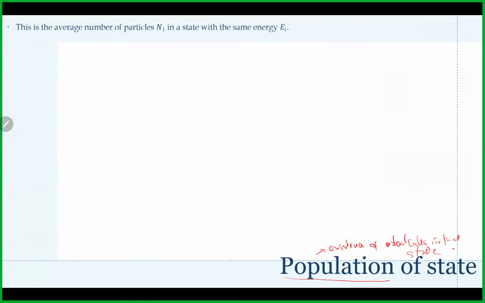So population of states. From the word population, so existence of molecules in the state. So when we talk about population, you are talking about the number of particles that exist in that state or initial. So let's put it in a better way.